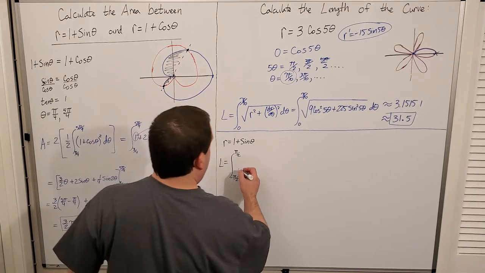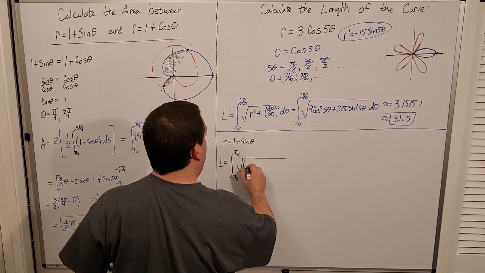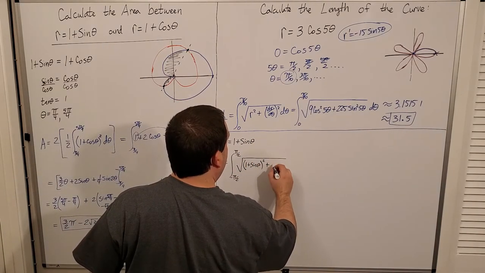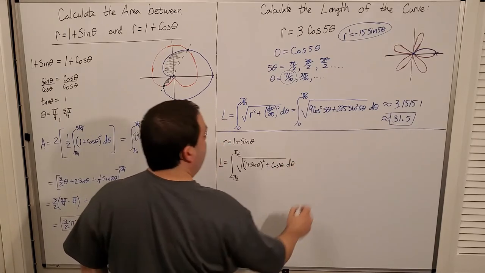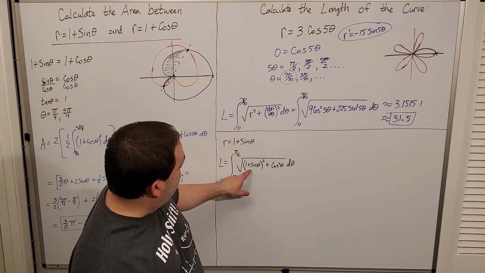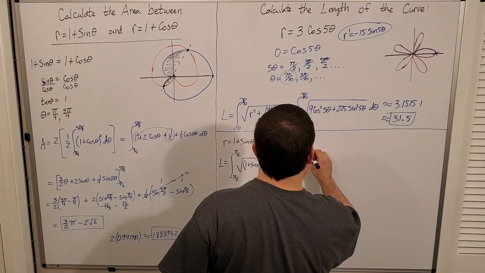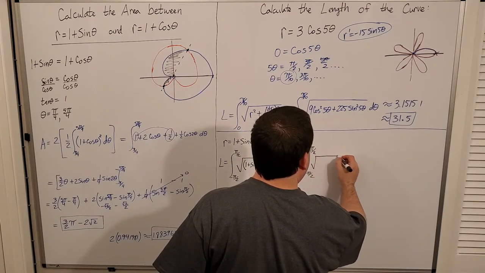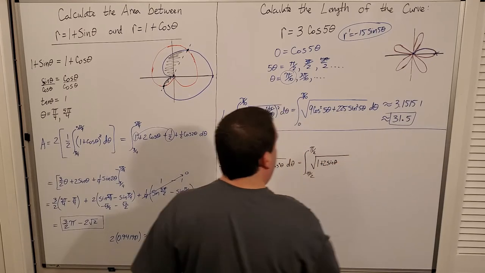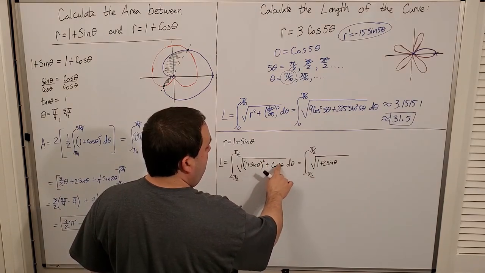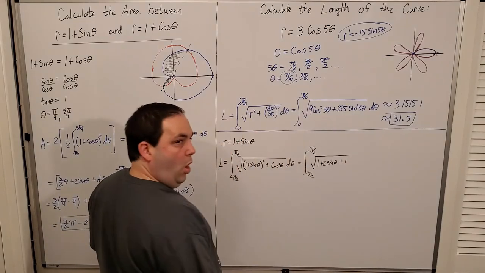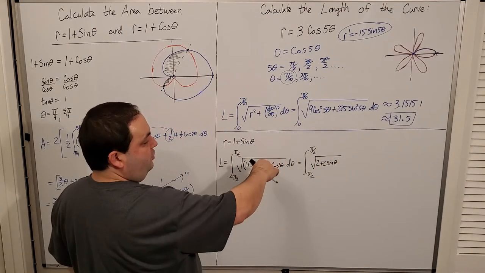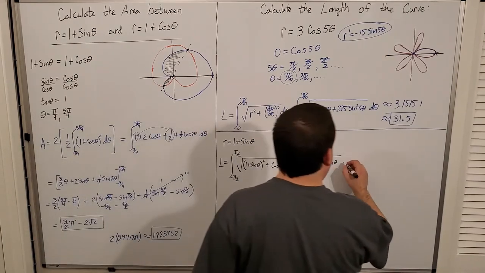And then I'll just have the square root of the r squared, so that's 1 plus sine theta squared, plus the derivative of this, which is just cosine theta, so that's just cosine squared d theta. Okay? So if I FOIL this out, I have my integral from negative pi over 2 to pi over 2 of the square root of 1 plus 2 sine theta. And then I'm going to have sine squared plus cosine squared, right? So that's actually another plus 1. But let's go ahead and shrink it up. This becomes 1 plus 1 is 2. So I have 2 plus 2 sine theta there in my square root d theta.